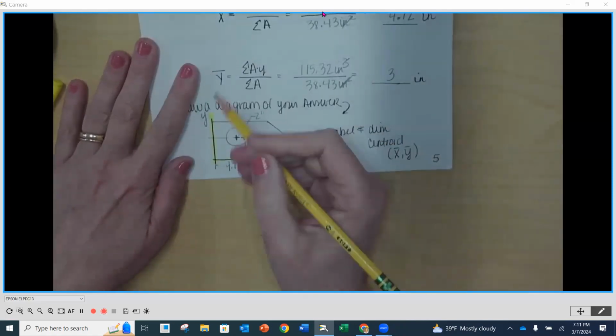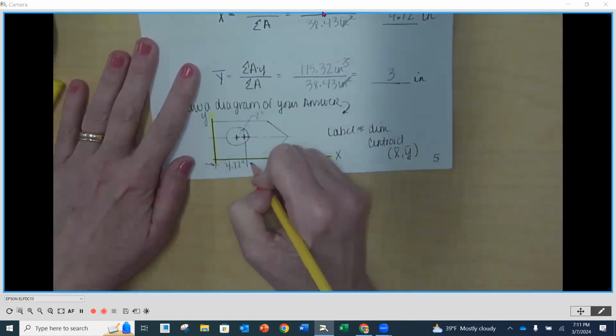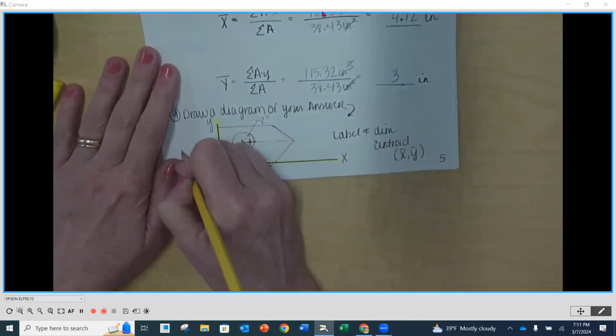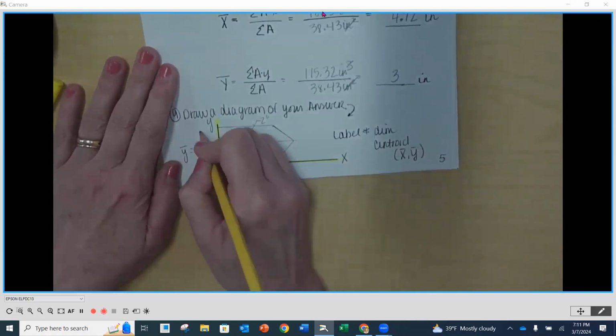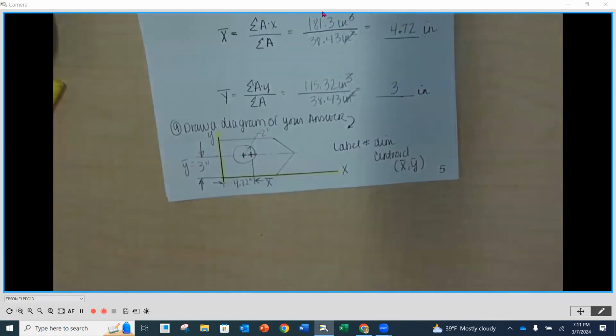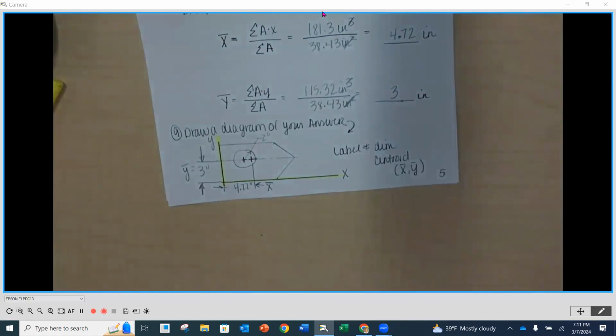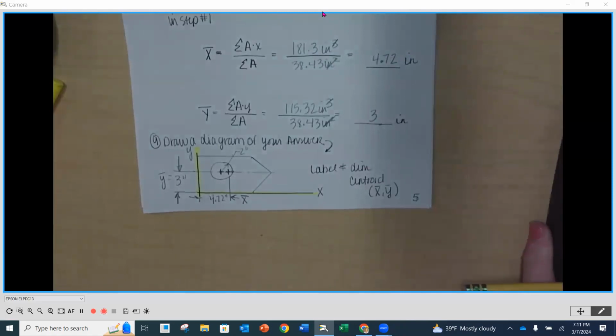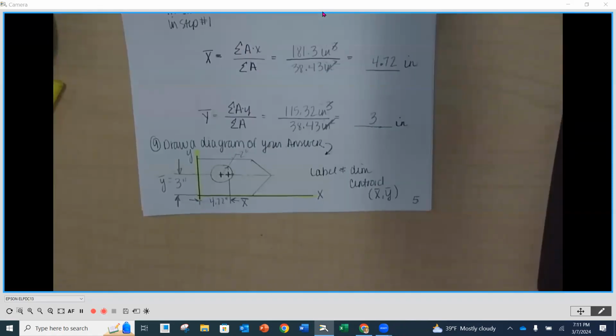I should have done it the opposite way. This way. This is going to be our X bar, and then we're going to have our Y bar equal to 3 inches. There we go. That just lets me know that you understand what your calculated numbers meant, and that they're coming from the reference axis that we were referencing the entire time.